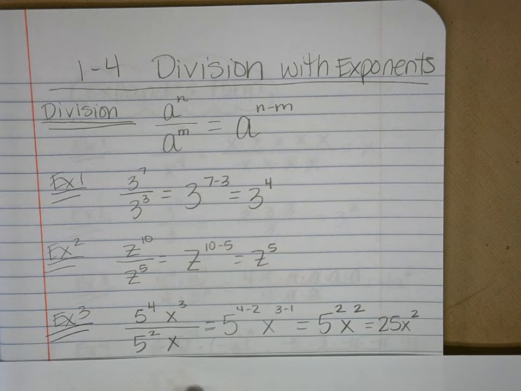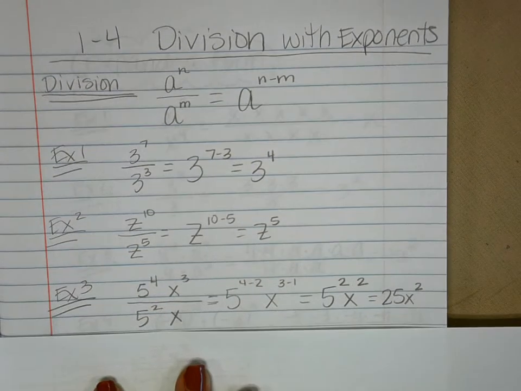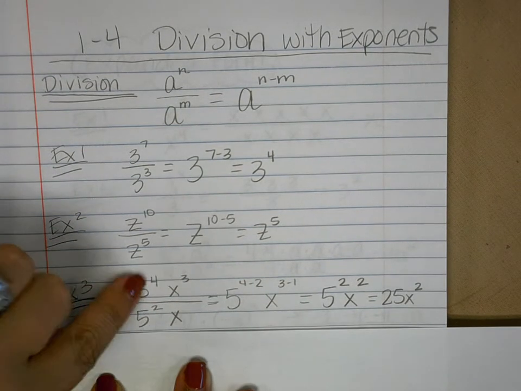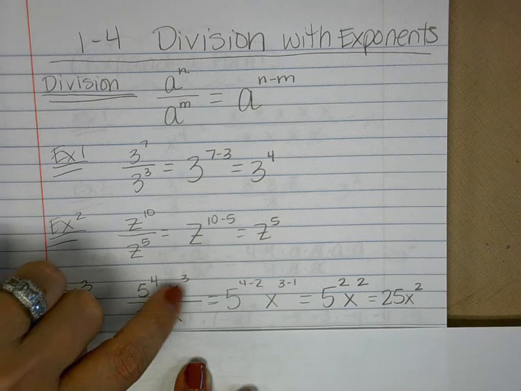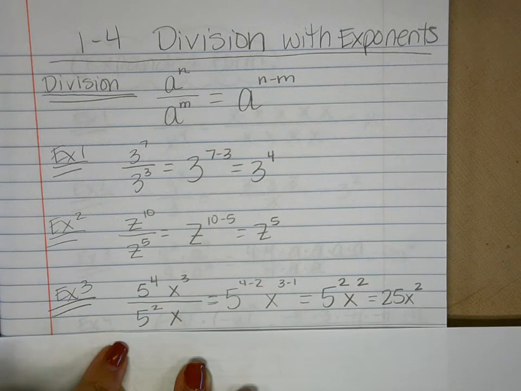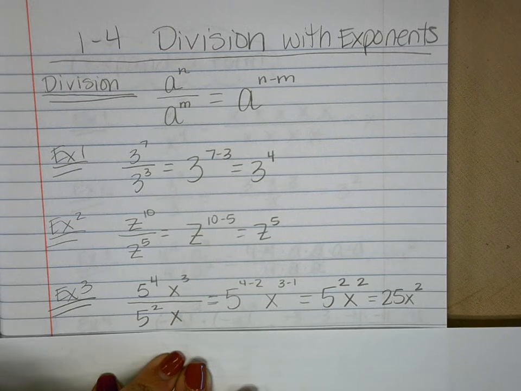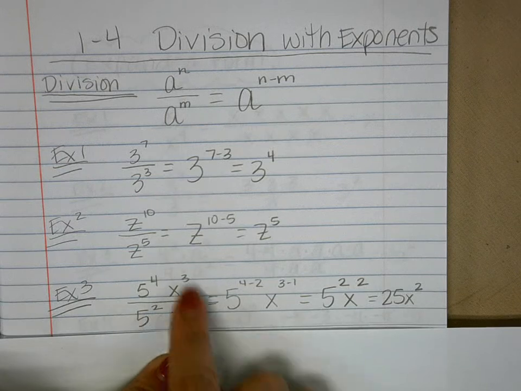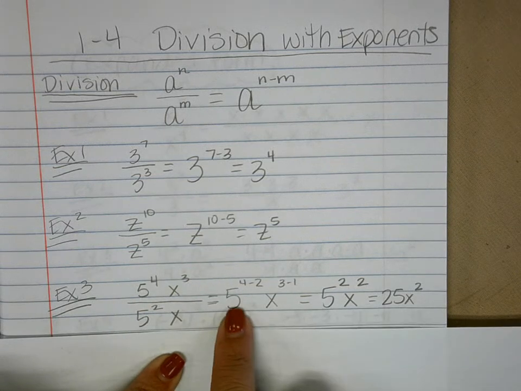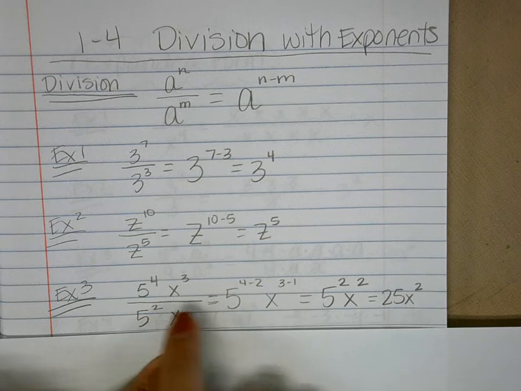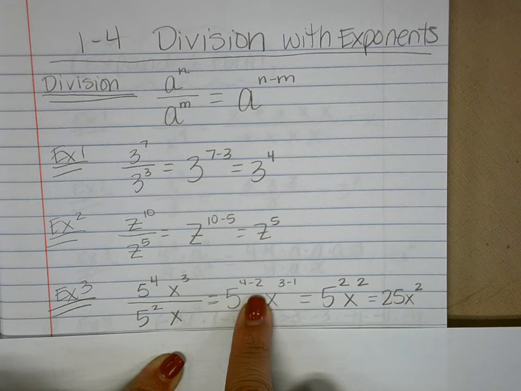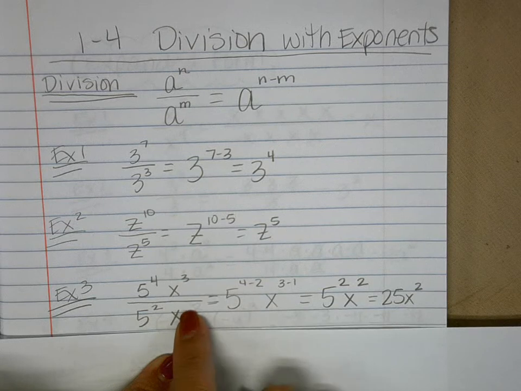Okay, example 3. See how this one looks kind of crazy? That's what I mean by getting confused. So I'll break it down for you. So I have 5 to the 4th power times x to the 3rd power over 5 squared x. So I'm going to separate the 5's from the x's at first, okay? So this is 5 to the 4 minus 2. These are the 4 and the 2. And this is x to the 3 minus 1. You have to include that imaginary 1 there.